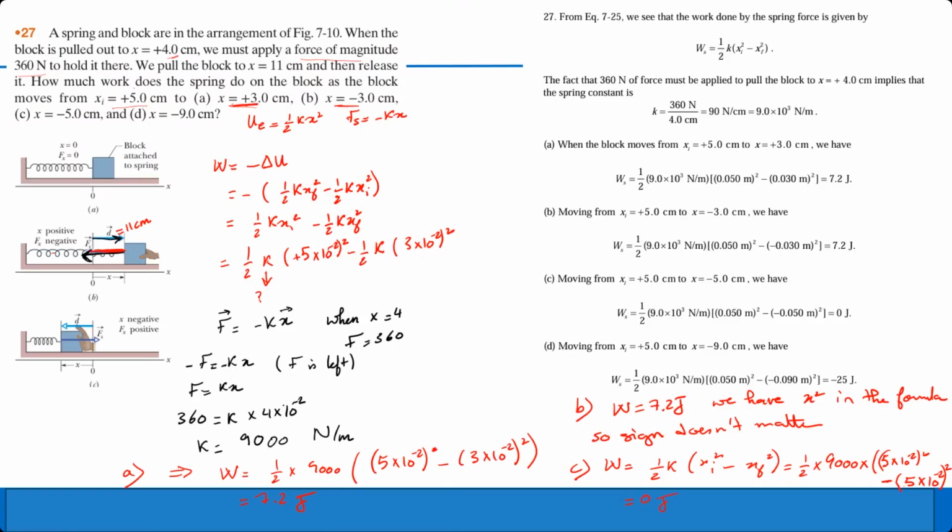In part D, x final is minus 9. So again, same calculations. One thing I want you to notice is we will get negative work because we have more compression than elongation.